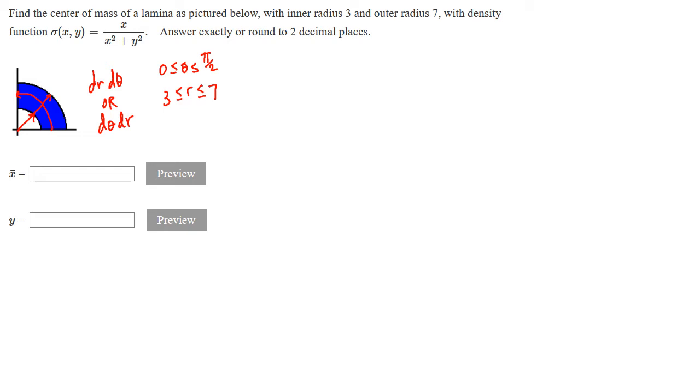But when we set up our double integral, we've got to have the component r, because we always have the component r. That's how the polar integrals are defined. So now we need to transform the density function into polars. The bottom is pretty straightforward. X squared plus y squared is r squared.